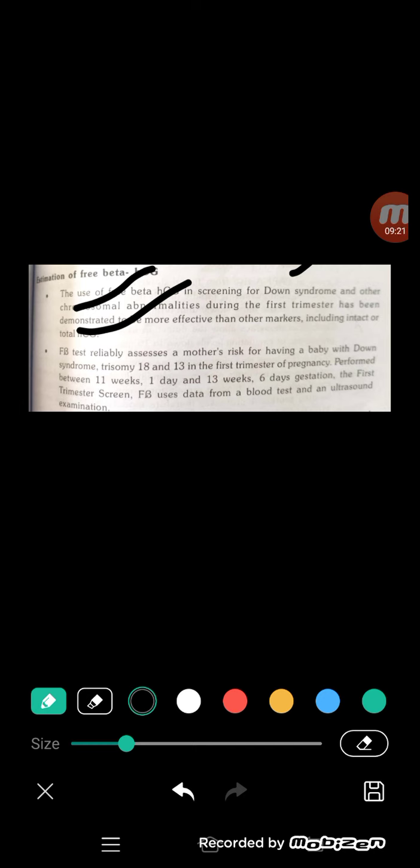If this test is done in the first trimester, that means in the first 3 months, we are determining these types of abnormalities. The free beta test readily assesses the mother's risk of having a baby with Down syndrome, trisomy 18 and trisomy 13, and is performed between the 11th week and 1 day to the 13th week. This test is done between the 11th week and 13th week 6 days of gestation.